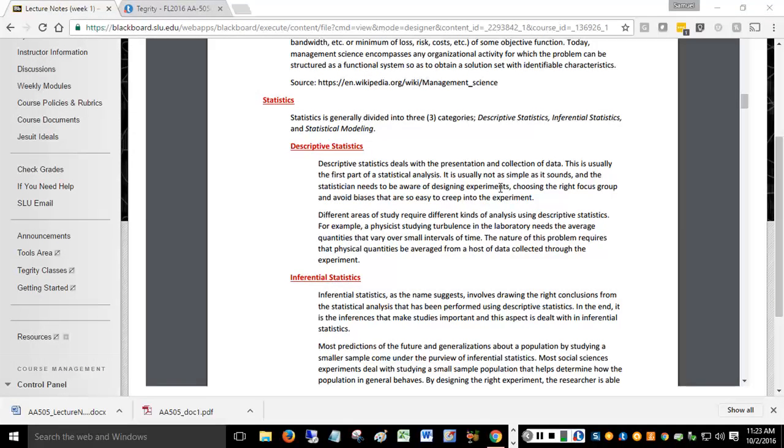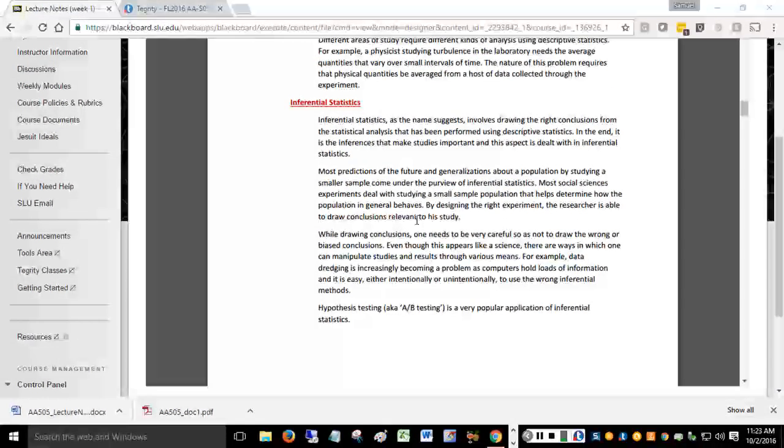It's not as simple as it sounds, though. A statistician needs to be aware of designing the experiments, choosing the right focus group, avoiding biases. All of those can cause problems if they're not properly done. Different areas of study require different kinds of tools. For example, physicists studying turbulence in a laboratory need the average quantities that vary over small intervals of time. The nature of this problem requires the physical quantities to be averaged from a host of data collected through the experiment.